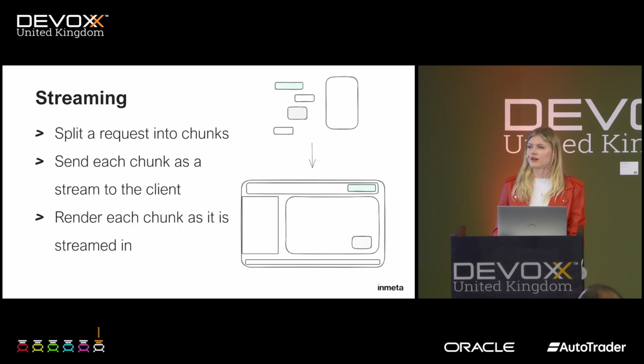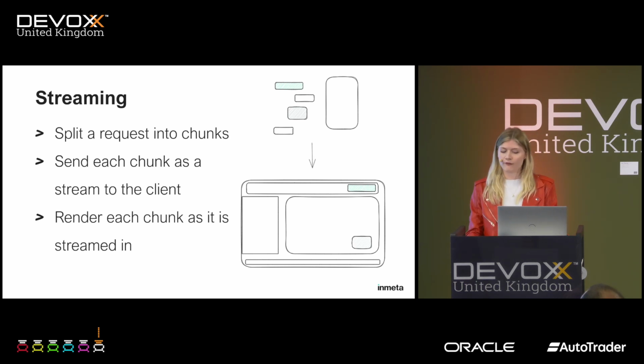Let's also mention the concept of streaming. It's a part of the Fetch API of ES6. It's available in React 18 and is a big part of React Server Components performance. Streaming allows you to break down a request into smaller chunks and progressively send those from the server to the client, and then render each chunk as it's streamed in. And we can use it to send components down to the client as soon as they've been generated.